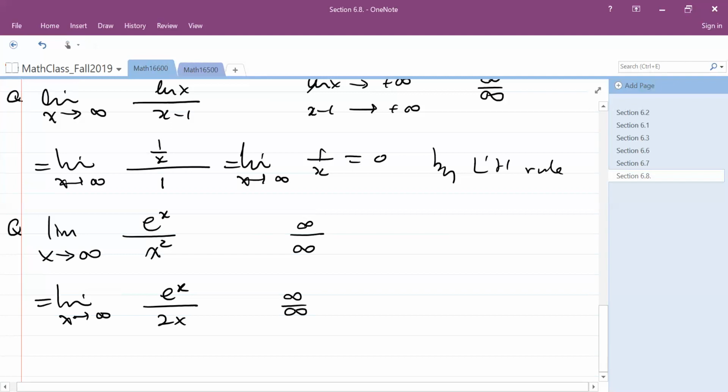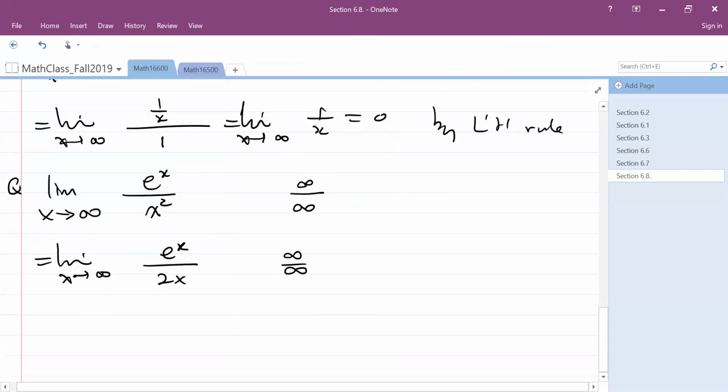Some students just forget and keep differentiating. At the end, if you cannot apply L'Hopital's rule and you apply it anyway, you get the wrong answer. Now you get e to the x over 2. This is no longer infinity over infinity type because the denominator is constant. So you stop there. Then you look at it: the numerator approaches infinity, so this is infinity over 1 over 2.